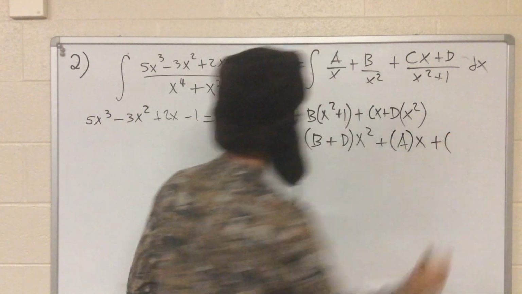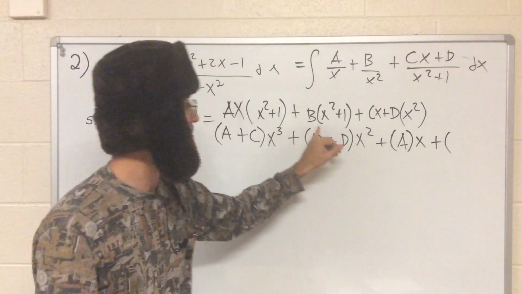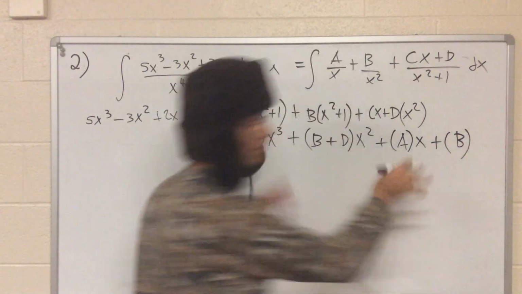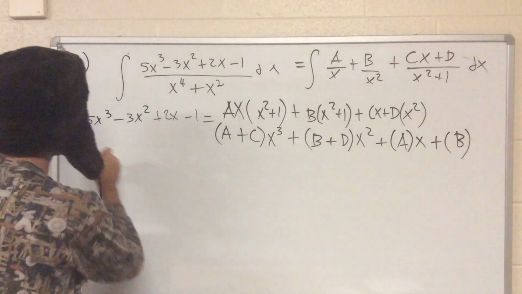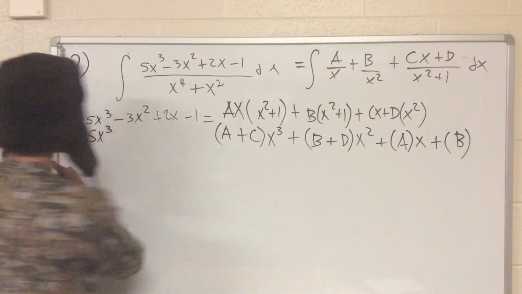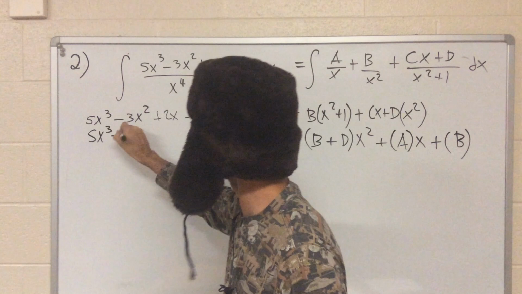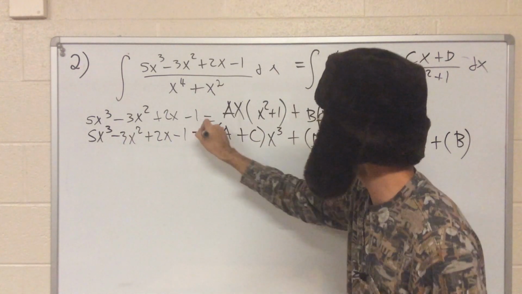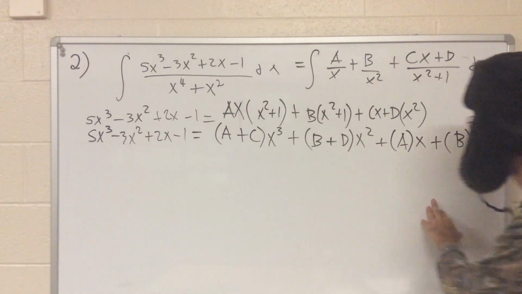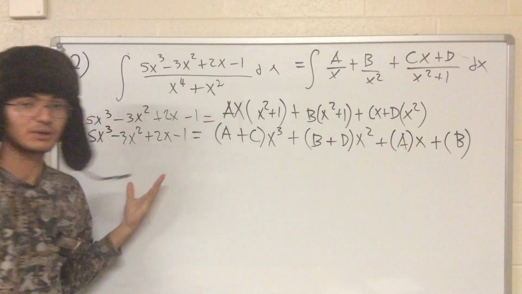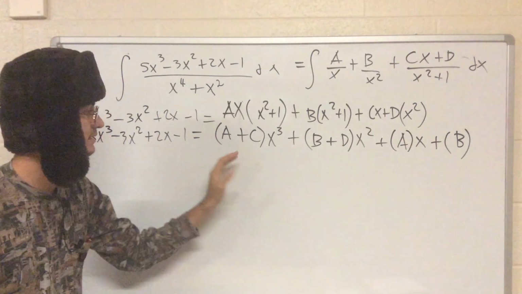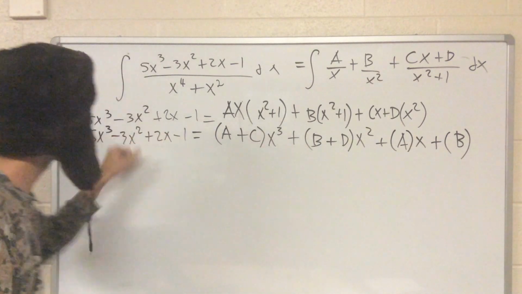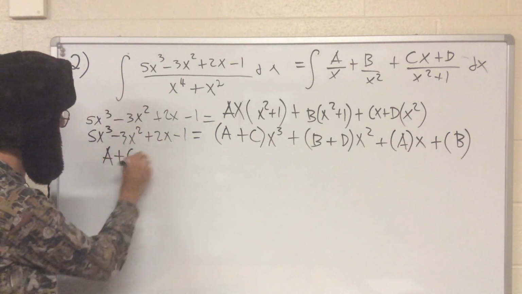And finally, let's find our constant factors, which will be just b. b times 1 is b. And there you go. Now, you can compare this equation over here, 5x cubed minus 3x squared plus 2x minus 1, that's equal to this expression over here. So, right over here we have 5, which means that this factor, a plus c, will be equal to 5. So we can say that a plus c will be equal to 5.